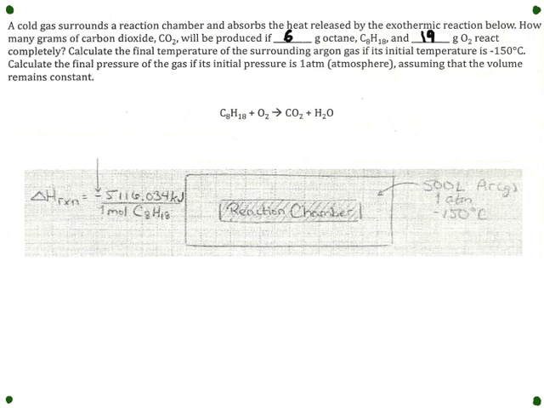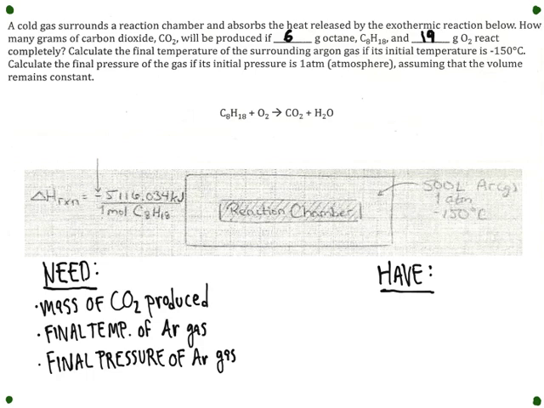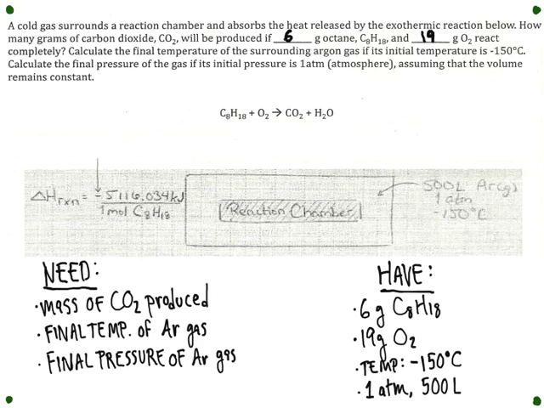So down here we have the equation for our reaction and a visual representation of the scenario. This is a lot to take in, so let's make a list of what we're looking for and what information we have according to the problem. We need to find the mass of CO2 produced, the final temperature of the argon gas, and then the final pressure of the same gas. We know that we have 6 grams of octane, 19 grams of oxygen, and the temperature of the argon gas is negative 150 degrees. The pressure and volume of the gas are 1 atmosphere and 500 liters.